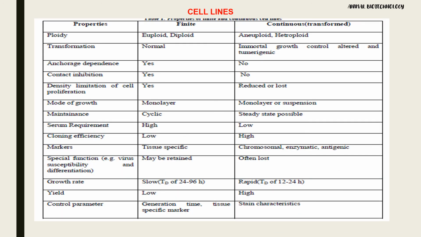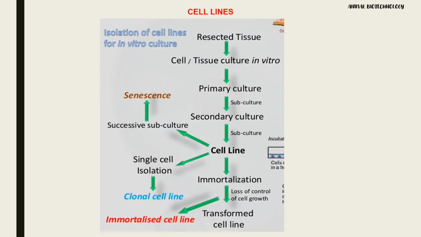The table here shows a comparison between a finite and a continuous cell line. A finite and a continuous cell line may differ in their ploidy level, their lifespan, their mode of growth, and cloning efficiencies. The figure here summarizes how the different types of cultures are formed: the primary culture, secondary culture, cell line, and clonal cell line.